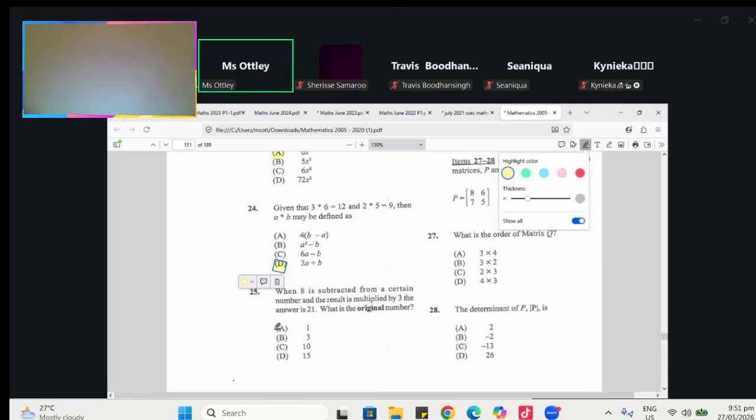Number 25. When 8 is subtracted from a certain number and the result is multiplied by 3, the answer is 21. What is the original number? No. If 8 is subtracted from the number, D as in dog, yes, and then that result is multiplied by 3.